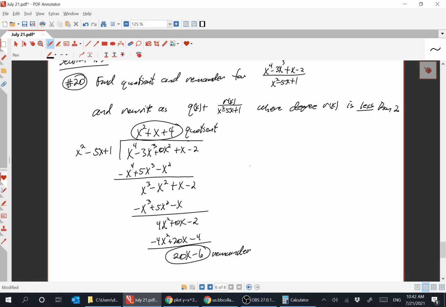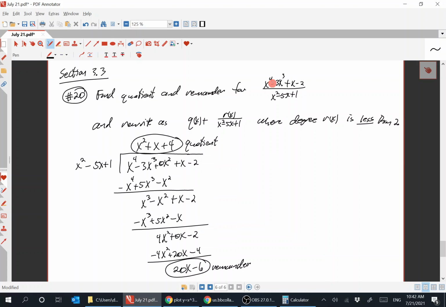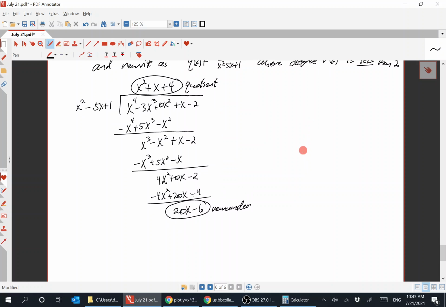Okay, notice how many iterations did we do of the division algorithm there. This is degree 4. This is degree 2. 4 minus 2 is 2. Okay, add 1 to that and you get 3. That's the maximum number of iterations that you'll need to do. Okay, it's degree of the numerator minus degree of the denominator plus 1. And this time we had to do all 3 of those. But whatever, it doesn't always work out that way.